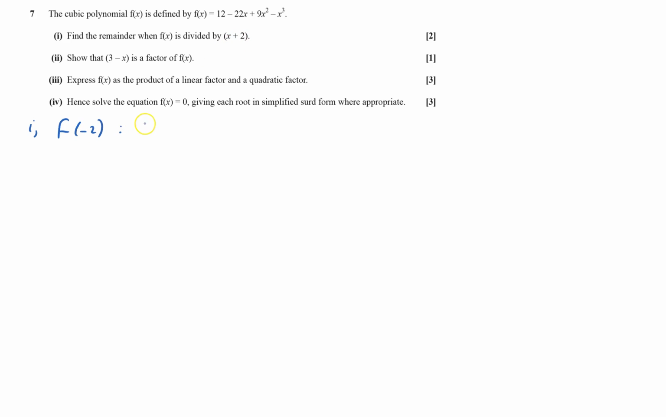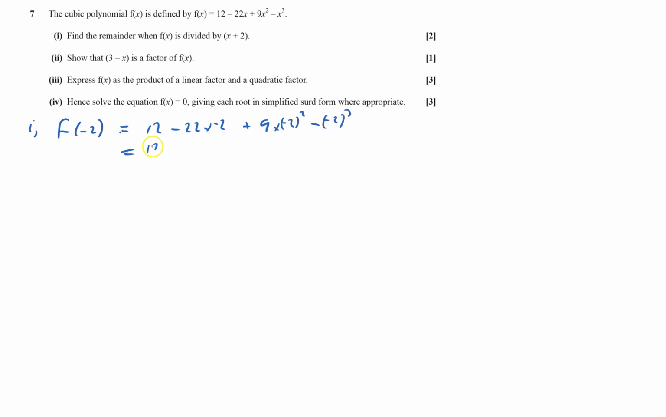And that will give me f(-2) equals 12 minus 22 times that negative 2 plus 9 lots of negative 2 squared. And actually I'd never put the minus in there because I know I square it, I'm going to get a positive, and then minus negative 2 cubed, and put that into a calculator. Have to be careful with the negatives. Like I say, I wouldn't include this one. I wouldn't include this one.